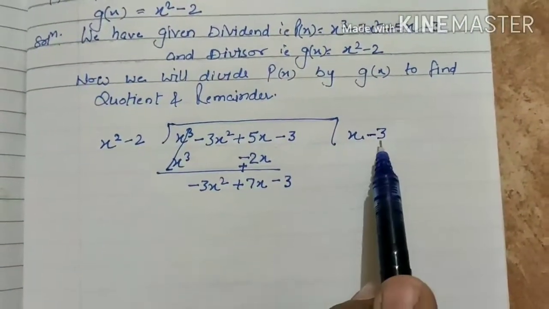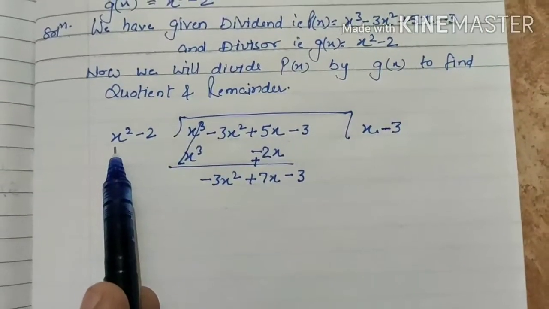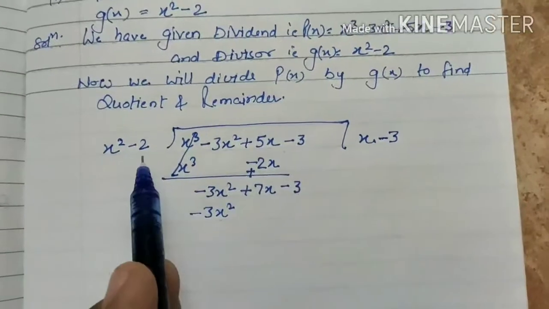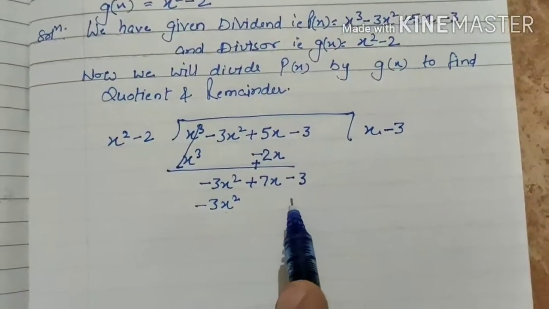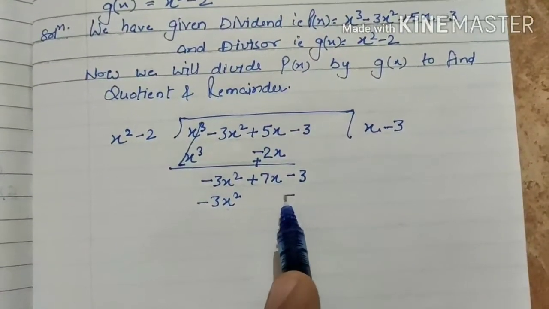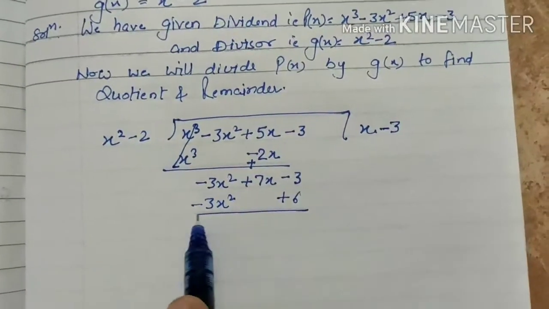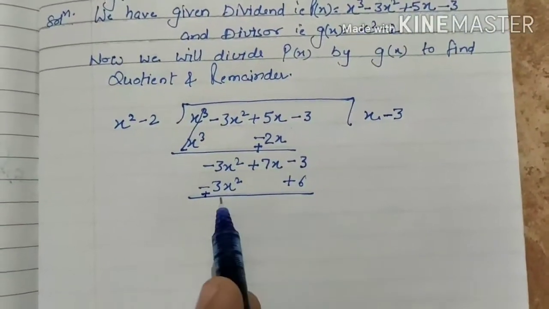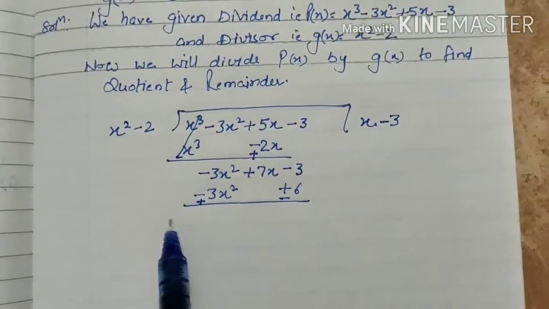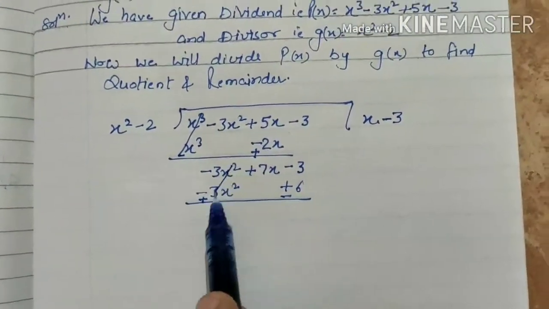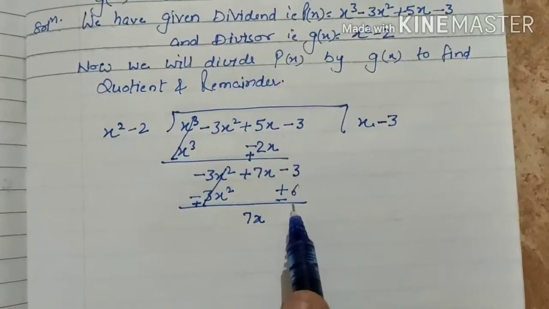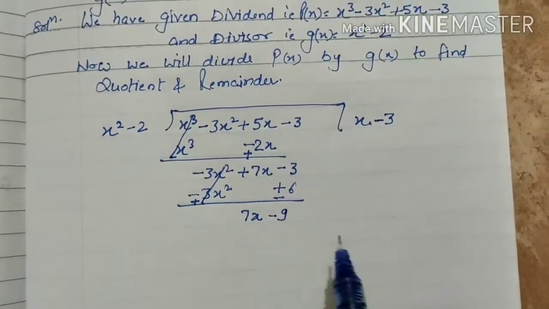So now minus 3 multiplied with x square becomes minus 3x square, and this minus 3 into minus 2 becomes plus 6. So this will be plus 6. So now sign will be changed. This will be plus, this will be positive, and this will be negative. So these two terms will be cancelled. Here it will be 7x, and this will be minus 3, and minus 6 becomes minus 9.